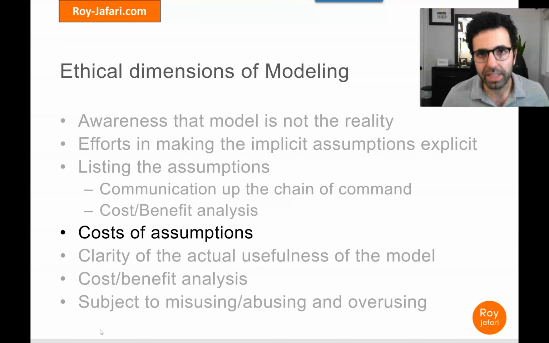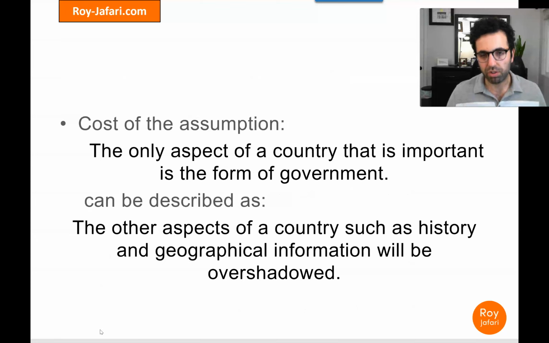We also want to pay attention to the cost of assumptions. So for instance, here, what are the costs of assumptions? For the first assumption, the only aspect of a country that is important is the form of government, what is the cost of this? The cost is that the other aspects of the countries, such as history, language, geography, and so on, are going to be overshadowed when you measure the country only by this metric.